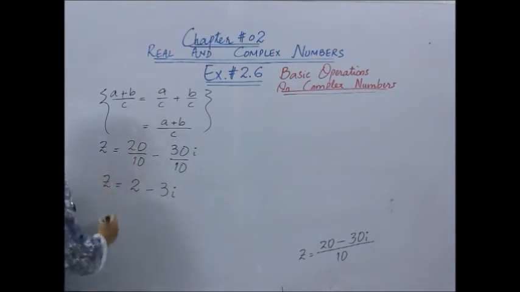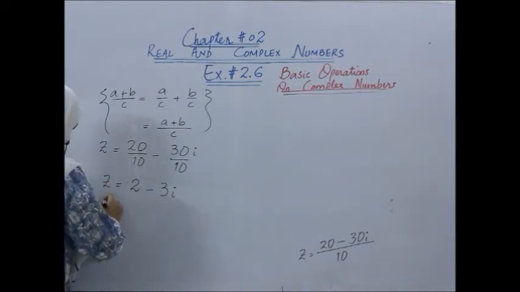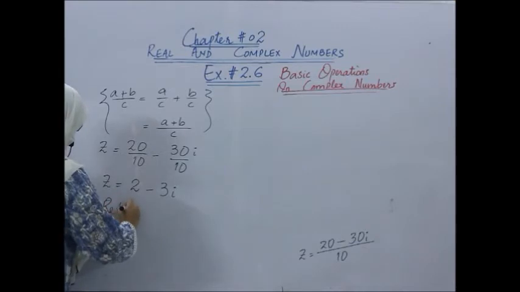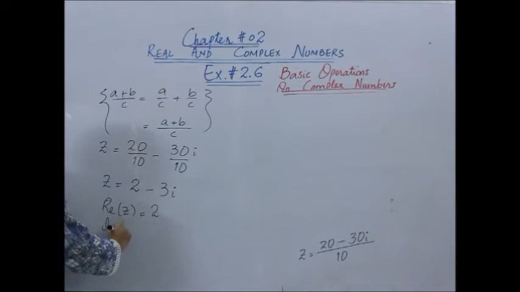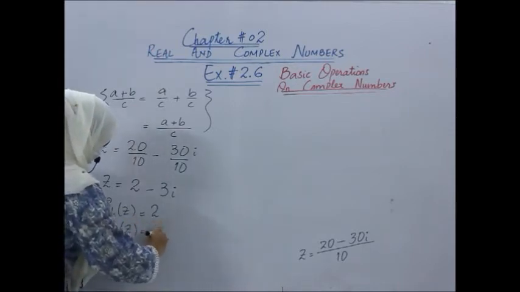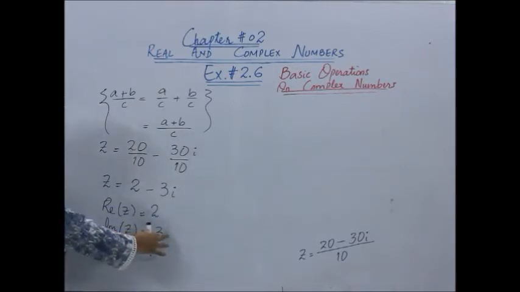So this is the complex number. Sorry, the real part of the given complex number is now what? 2. And the imaginary part of the given complex number is now what? Minus 3. Fine. There's no need to write down the iota again over here, as we have already mentioned it is the imaginary part. So student, here we have done the division of the complex numbers. Now you will solve question number 4, all remaining parts by yourself for your practice.